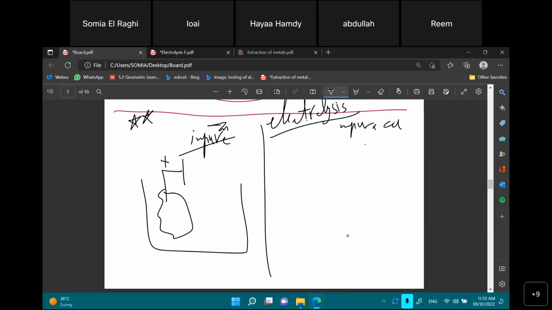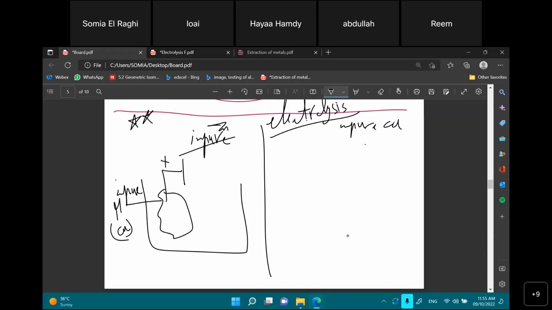Important question in your exam. Whatever the metal, because zinc or copper is a frequent metal in your syllabus, they will ask about it. So impure metal goes at the anode, impure copper in this case.